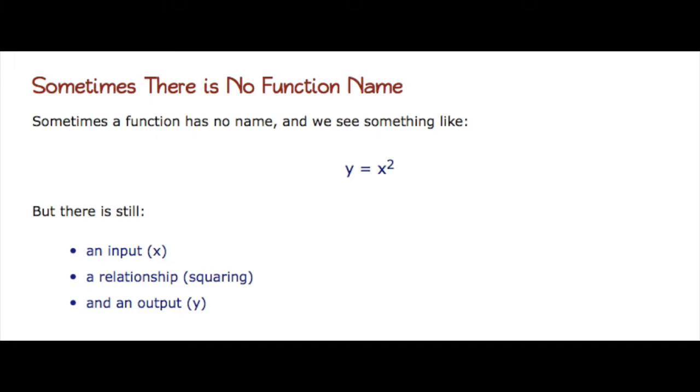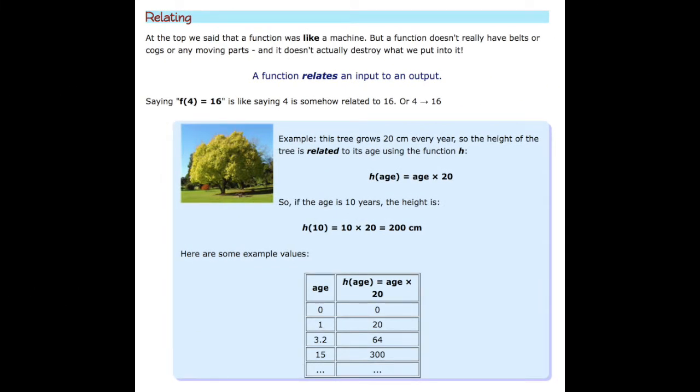Sometimes a function has no name and we see something like y is equal to x squared, but there is still an input of x, a relationship squaring the x, and an output of y. At the top, we said that a function was like a machine, but the function doesn't really have belts or cogs or any moving parts, and it doesn't actually destroy what is put into it. A function relates an input to an output, saying f of 4 is equal to 16. It's like saying 4 is somehow related to 16.